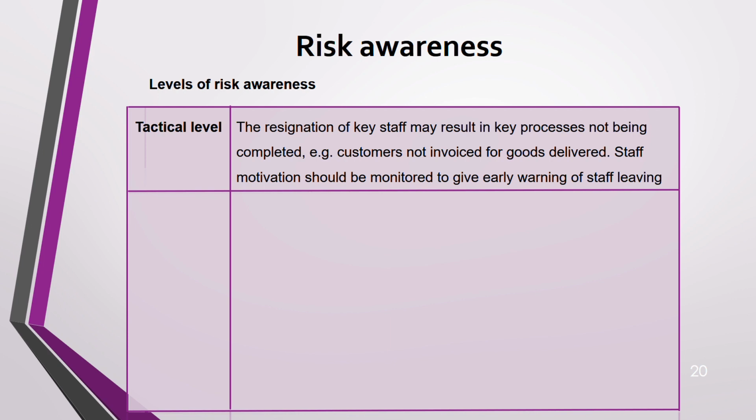Again, the tactical level. Resignation of key staff is one example of tactical level. If they resign, key processes are not completed, and customers will not be invoiced for the goods delivered. Staff motivation has to be monitored early, otherwise they will leave. If you monitor them early, you know. So this gives an early warning of staff leaving. You should know it from the first instance whether a staff member is demotivated or not, so that you can actually do something about it.